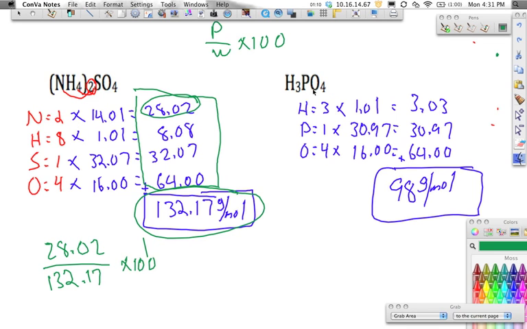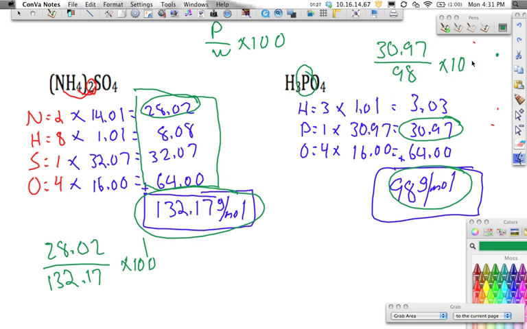Same thing over here. If I wanted to ask you what was the percent of phosphorus, this is our part of phosphorus, this is our whole, then we multiply it by 100. So 30.97 all divided by 98 times 100, and that would be my percent.